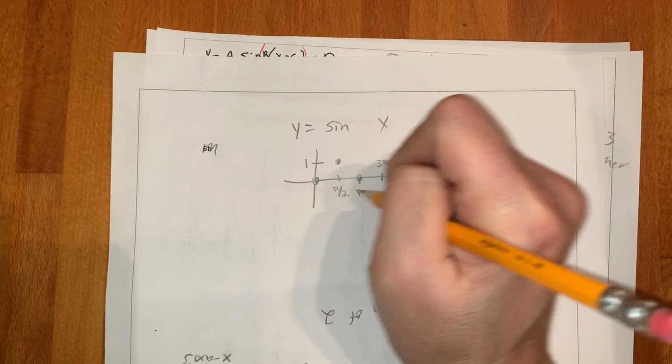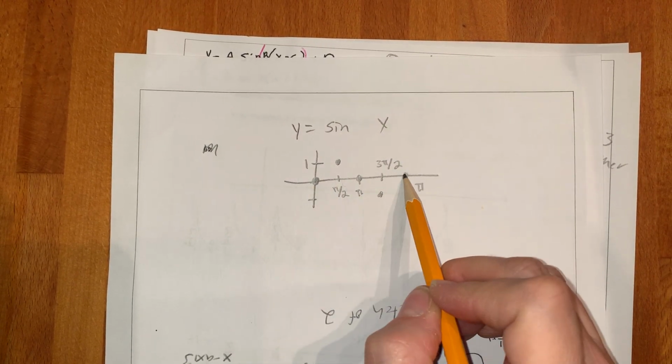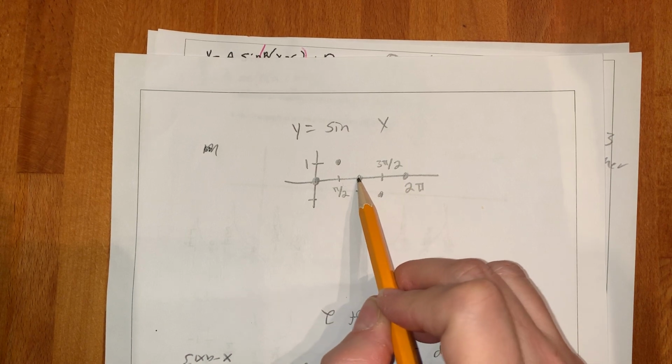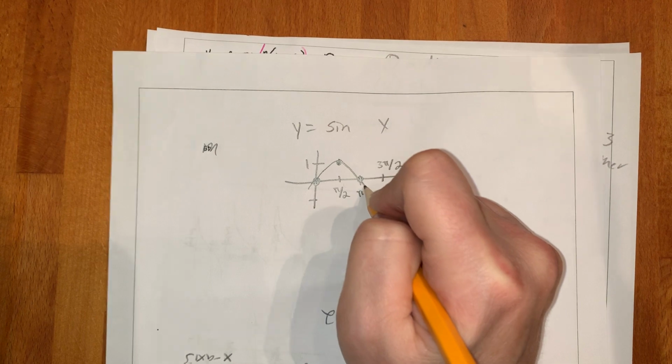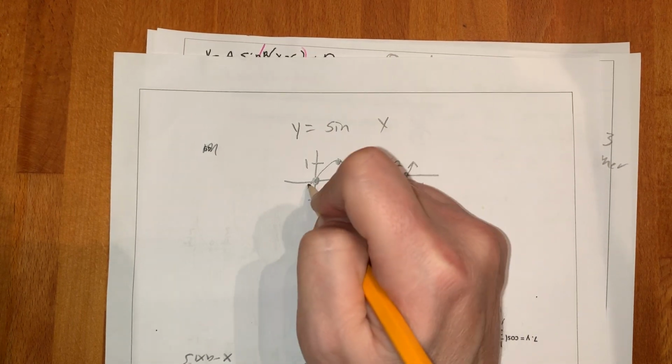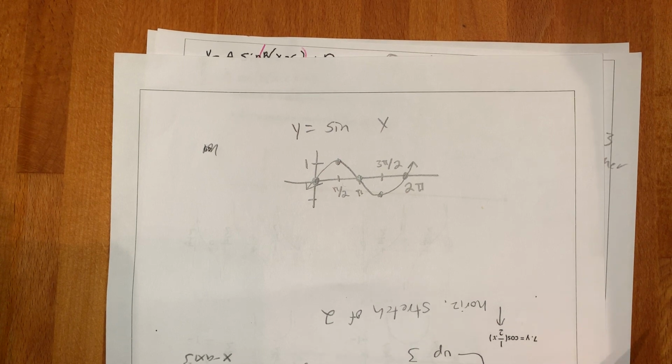3 pi over 2. So that's what we mean by the starting point, the ending point, and the midpoint 1, 2, 3 times. And that gives us one perfect period of sine using our 5 critical values. So if you don't have that memorized, you might want to pause the video and write that on the front of your packet because that is some good notes right there.